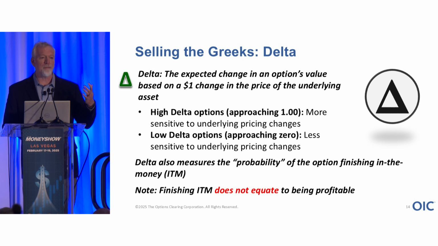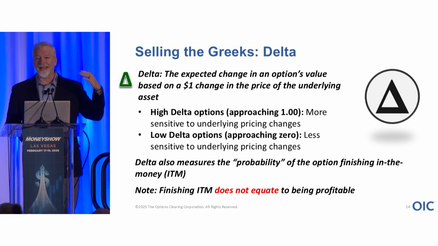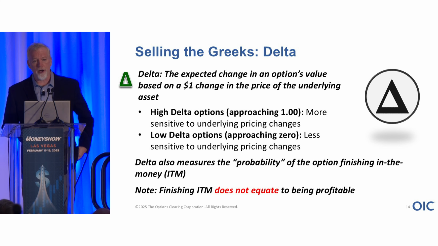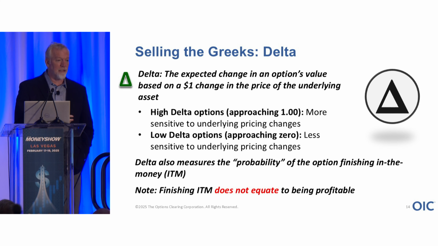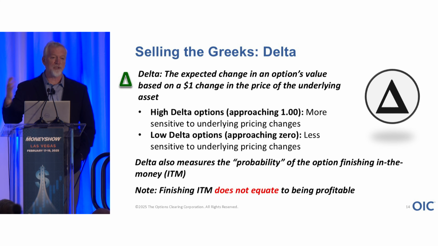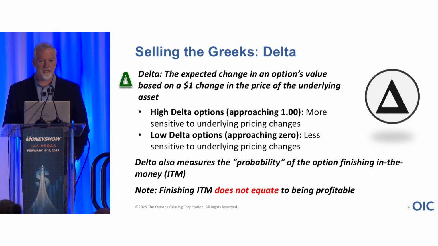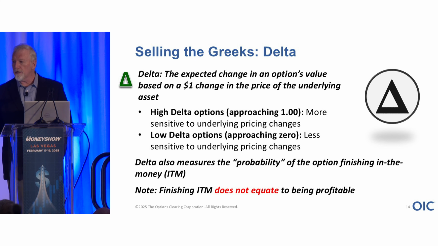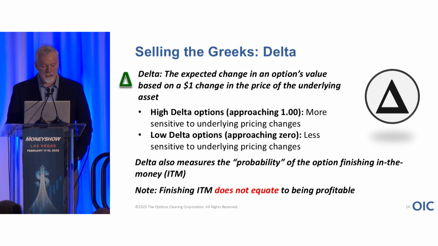So if we had, for example, an 80 delta and the stock moves up $1, our option is going to change by 80 cents or 80% of the change of the stock price. If we had a 20 delta option, there's less correlation. So that's only going to move 20% for every $1 move in the stock. High delta options approach 1, low delta options approach 0.